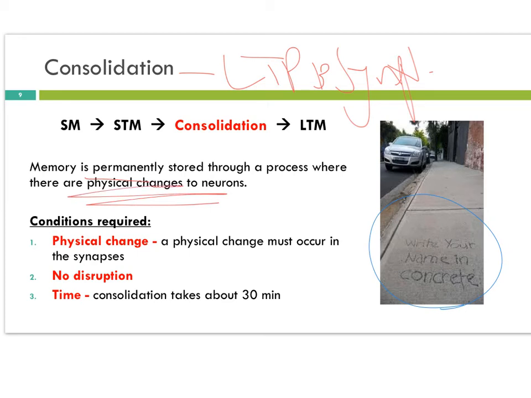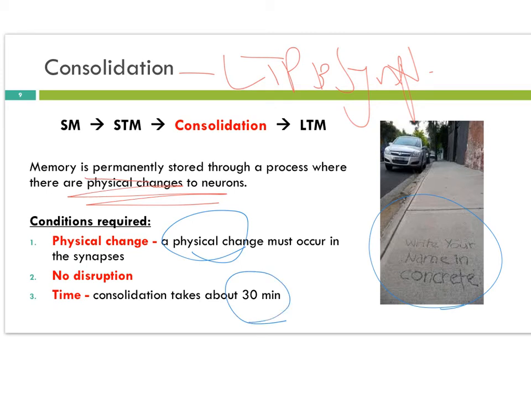Now, there are 3 conditions required for there to be successful consolidation. And if one of these 3 conditions isn't met, then you will not consolidate those particular memories, which obviously leads to memory loss. We have the physical change. So LTP and synaptogenesis must occur. We cannot have consolidation if there is no LTP and synaptogenesis. So we actually have to have a physical change to the synapse. We need a period of time for that physical change, like the concrete, to set. And theory suggests the minimum amount of time is 30 minutes.